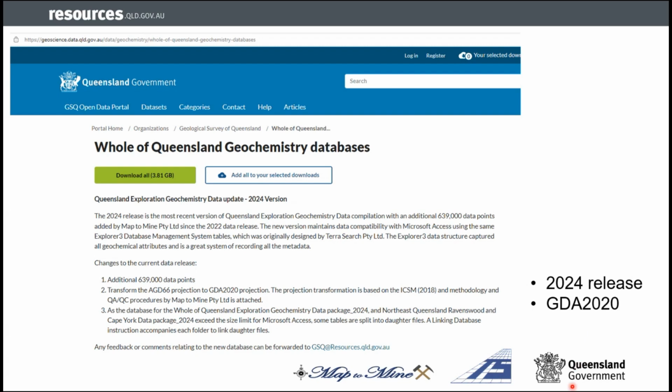This database we started in GSQ in 2003. It's grown from 0 to about 6 million data points now. And it's been upgraded multiple times by TerraSearch. And in the last 10 years or so, Map2Mine has taken over that upgrading. It's still an excellent database, which I challenge you to use if you can. The big difference here is this: we have transformed the data. It used to be in AGD 66, and now we have transformed it to GDA 2020.